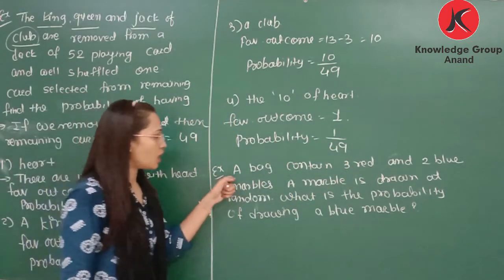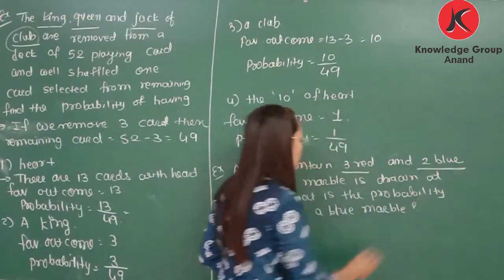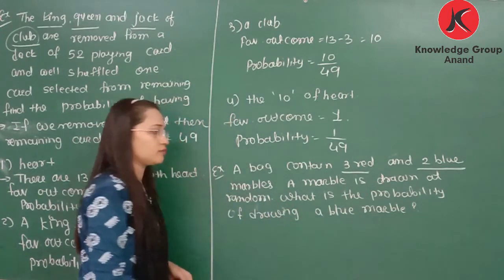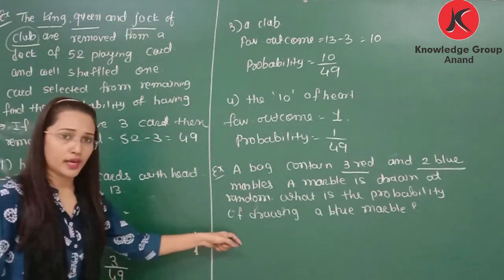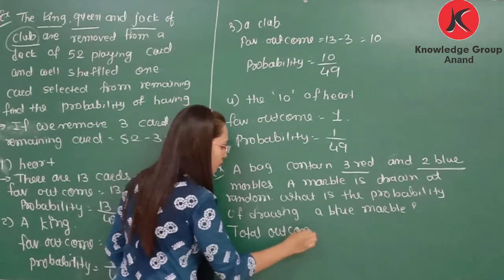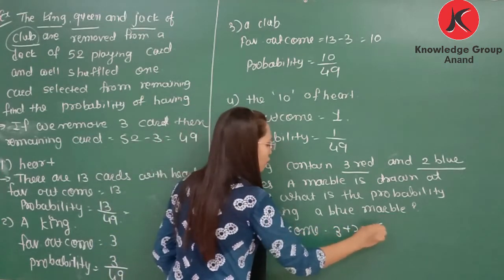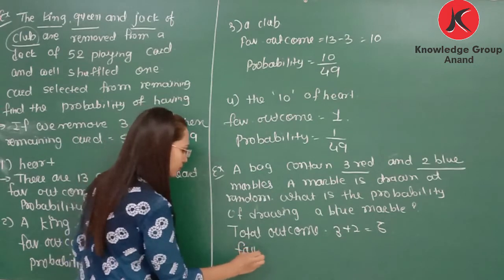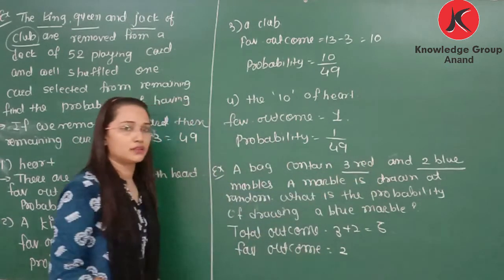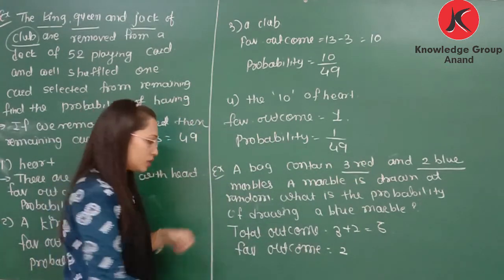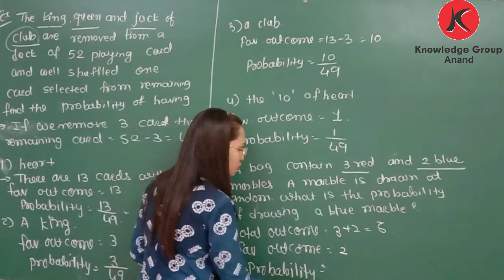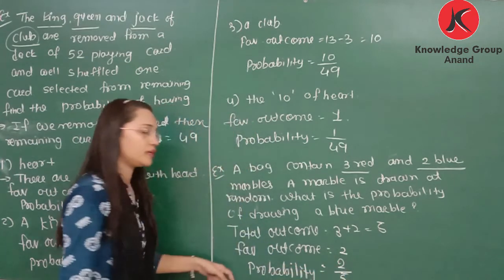Clear? Now next one. A bag contains 3 red and 2 blue marbles. A marble is drawn at random. What is the probability of drawing a blue marble? So again, what is the total marbles? Or you can write total outcome. That is 3 plus 2, 5. And favorable outcome is 2, because only 2 marbles are of blue color. So probability is equal to 2 by 5. So this is the probability for the question.